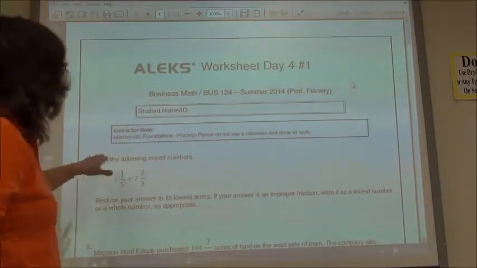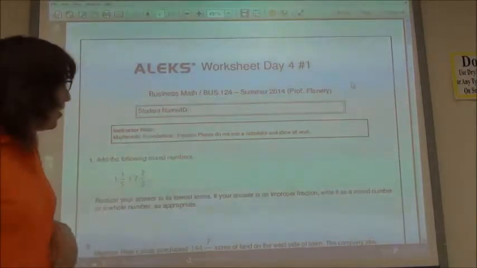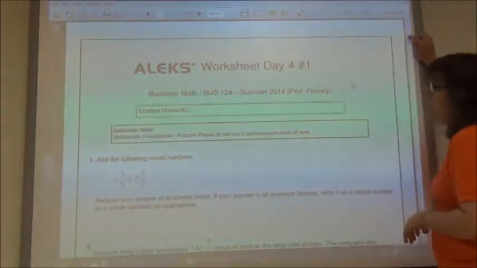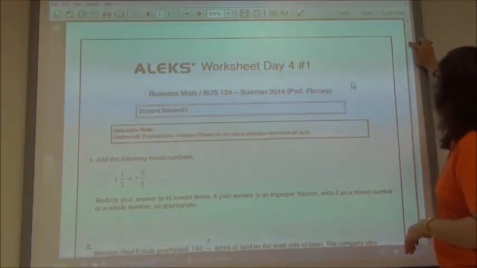Worksheet day 4, again in the Math Foundations, continuing on with fractions. We're going to start with adding and subtracting mixed numbers.